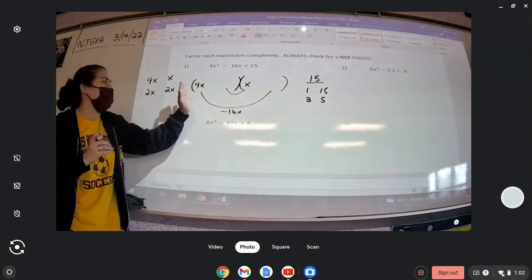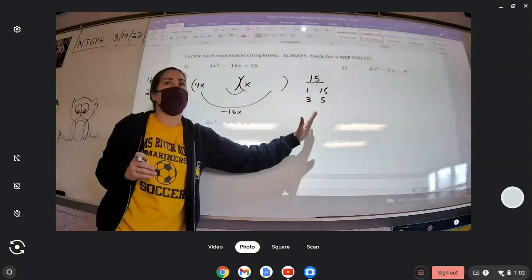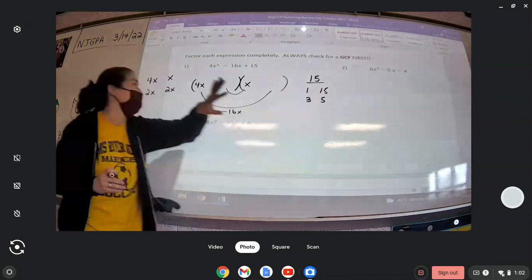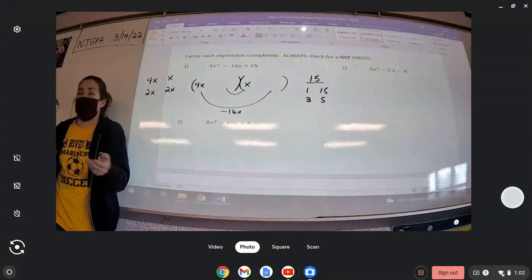So now you're going to guess and check 4x and 1x with all possible numbers that multiply to 15. And if nothing works, then you know it's not 4x and 1x. So it just adds to the guessing and checking process.